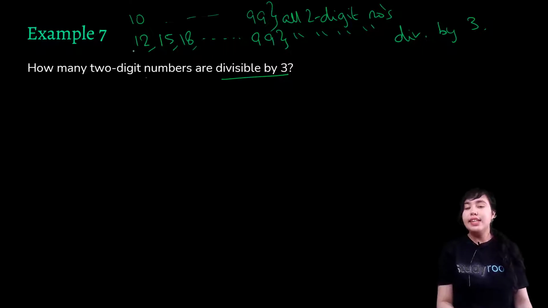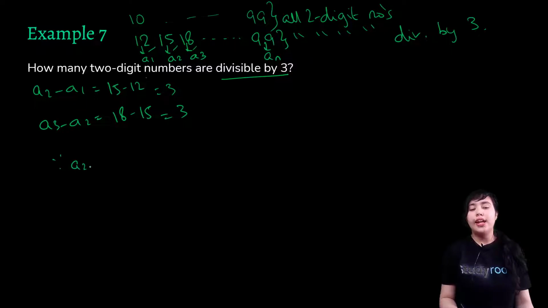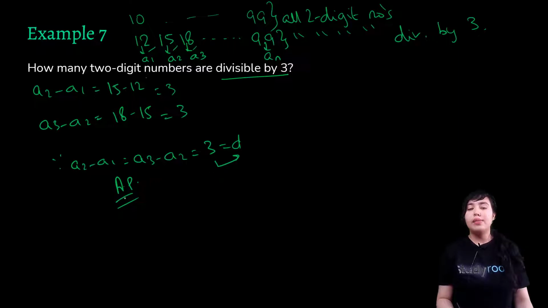Now we need to see if this list is an AP or not. So let me take this to be A1, this to be A2, this to be A3. Let me call this AN. Alright, so find out A2 minus A1 and A3 minus A2. So you must be getting 3. Let's see. Yeah, so since A2 minus A1 is equal to A3 minus A2 is equal to 3, this 3 becomes D and this is actually an AP. So it's an AP with the first term A as 12 and the common difference D as 3.